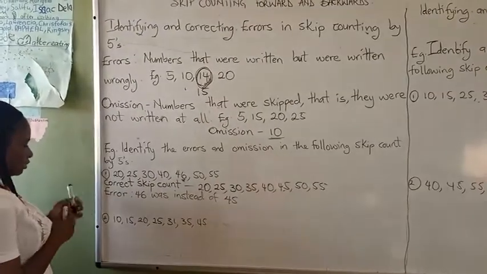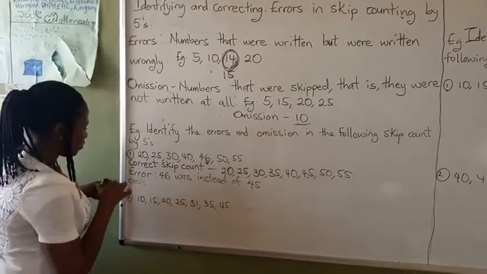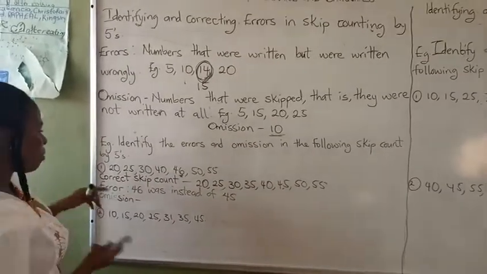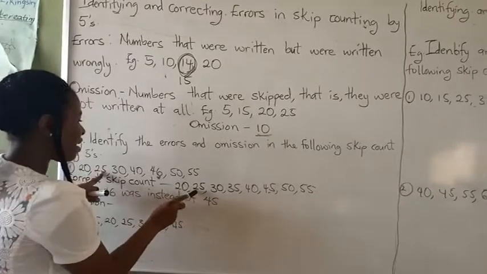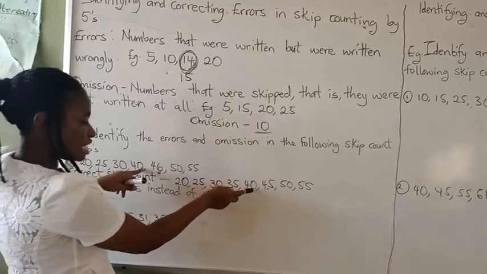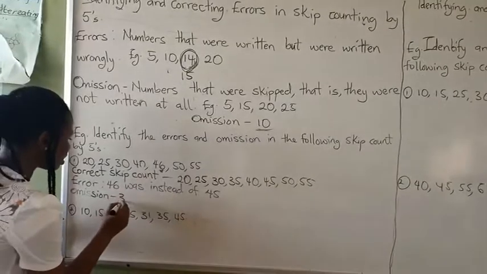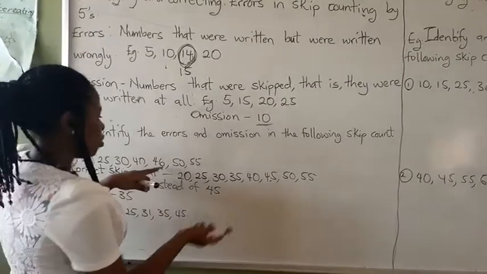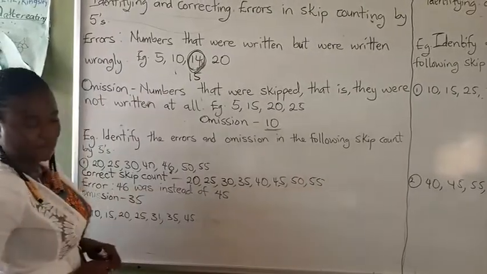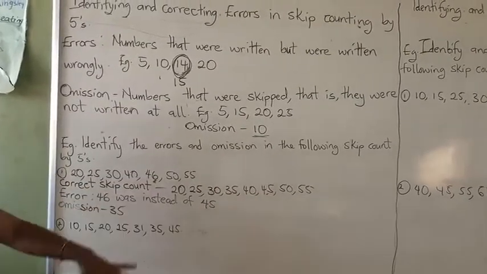Now let's look at the omission. So which number has been omitted? Let's compare. We have 20, we have 25, we have 30, we have 35 here, but we don't have 35 here. But we have 40 here. So it means 35 has been skipped. So 35 is the omission. But you have to move on and see if there is more. Then 46, we already know it is an error. We have 50 and 55. Okay. So this is how you do it. You compare the numbers to get the errors and the omission.